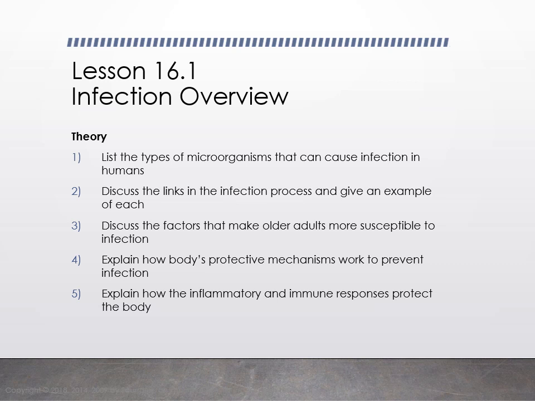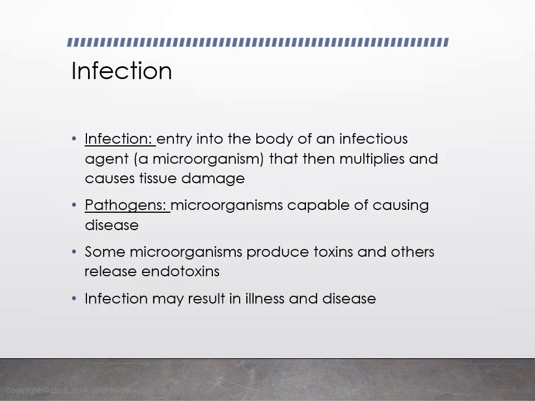Number 2, we're going to be able to discuss the links in the infection process and give an example of each. Number 3, we're going to discuss the factors that make older adults more susceptible to infection. Number 4, we're going to be able to explain how the body's protective mechanisms work to prevent infection. And lastly, we're going to be able to explain how the inflammatory and immune responses protect the body.